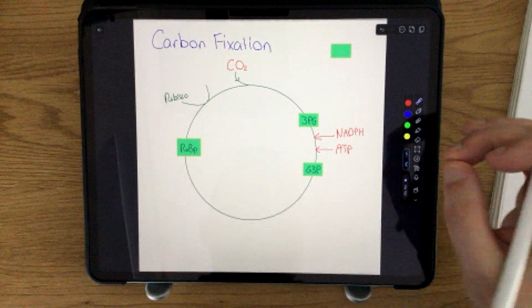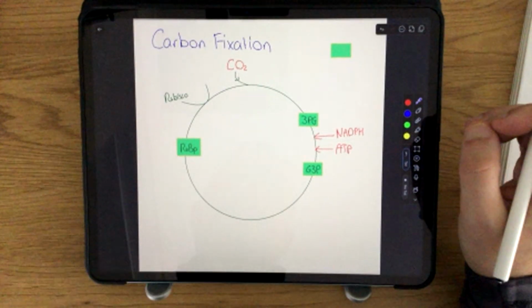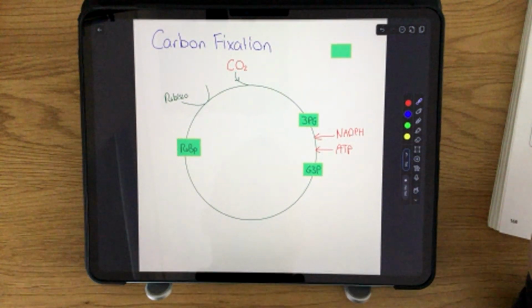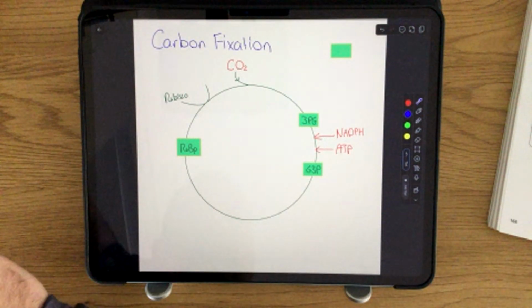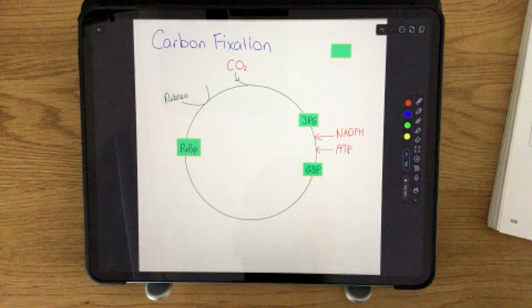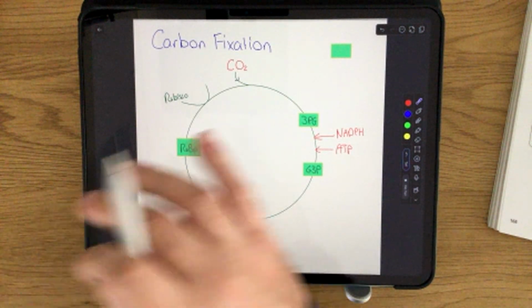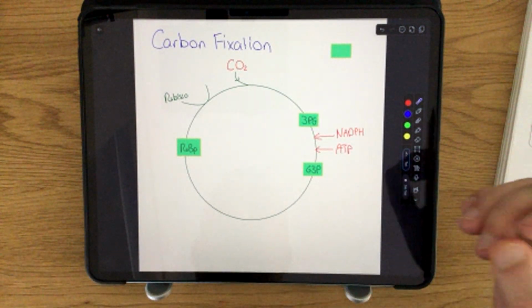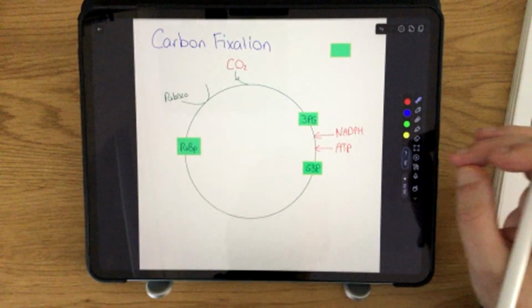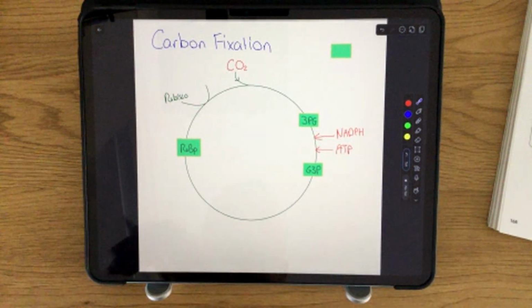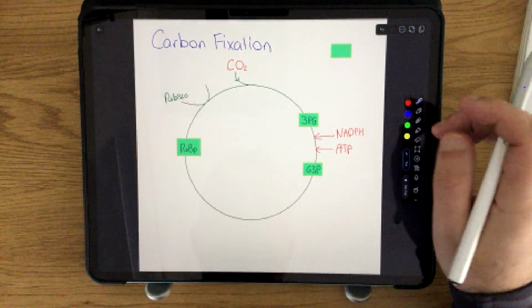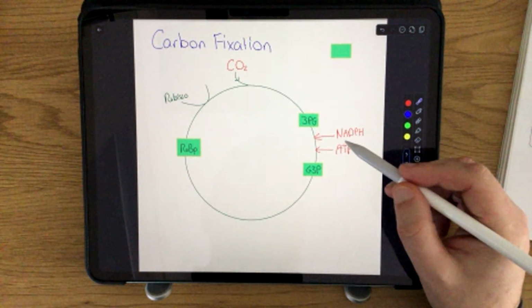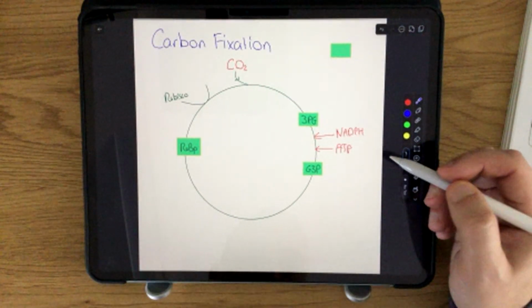Think of it like an empty taxi. It's available for passengers, okay? When it becomes loaded, or the taxi becomes full, it then can no longer pick up any more passengers, right? So in this case, the hydrogen acceptor NADP, when it becomes loaded with hydrogen, it then becomes what's known as a reduced hydrogen acceptor, called NADPH, right?